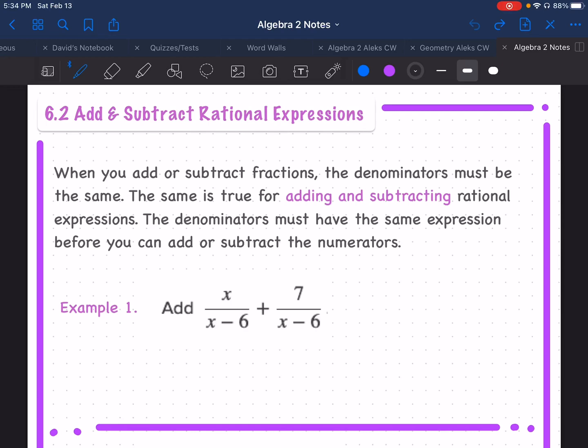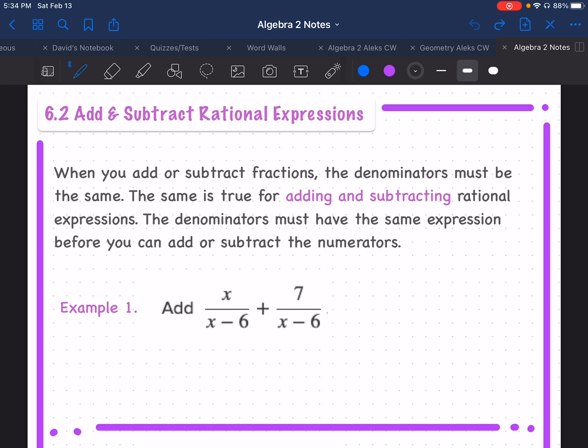Today's lesson is 6.2, Add and Subtract Rational Expressions. When you are going to add or subtract fractions, the denominators must be the same. The same is true for adding and subtracting rational expressions. The denominators must have the same expression before you can go ahead and add or subtract the numerators.